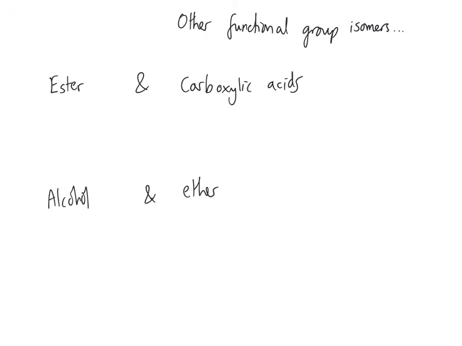And so to finish this whole video, just to remind you that there are two remaining functional group isomer pairs. There is the ester and the carboxylic acid, and we've just been through how you could prove that something was a carboxylic acid, and there is an alcohol and ether as the final pair, and we know how to prove something is an alcohol.